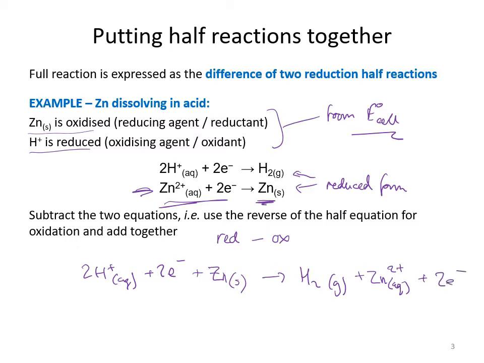plus 2e-. Now of course what we can do is tidy this up a little bit. We've got 2 electrons on both sides, which is great because it means it's balanced, but obviously they will cancel each other, and so we can end up with our final full equation, which is 2H+(aq) + Zn(s) goes to H2(g) + Zn2+(aq), an aqueous solution of zinc ions. Okay, so that's pretty straightforward for this example, and we're going to talk a bit more about more complicated examples in a minute where we actually need to balance things.